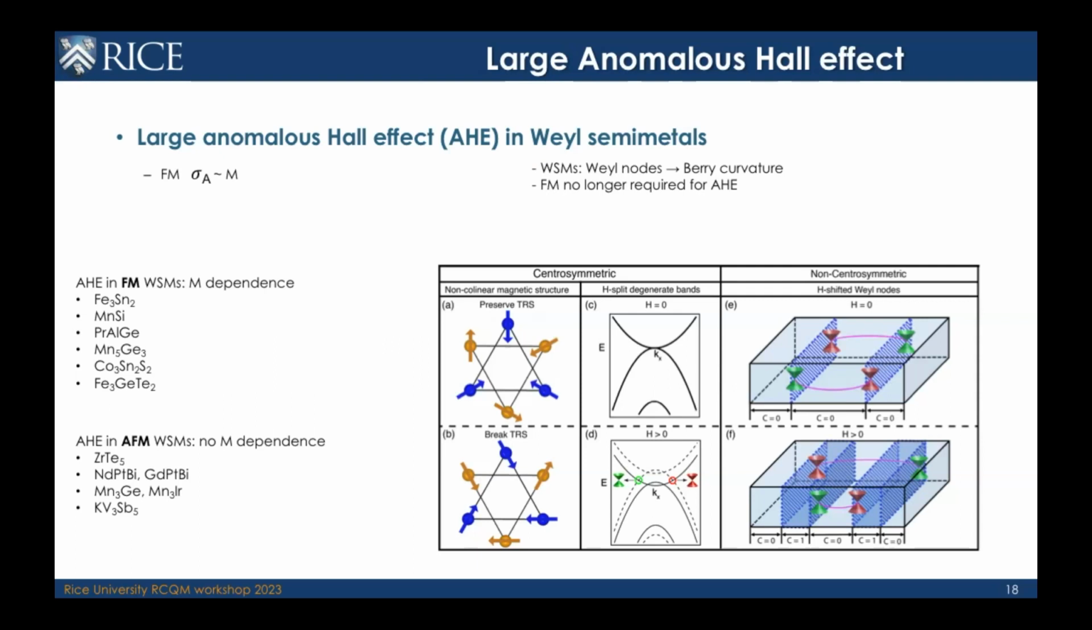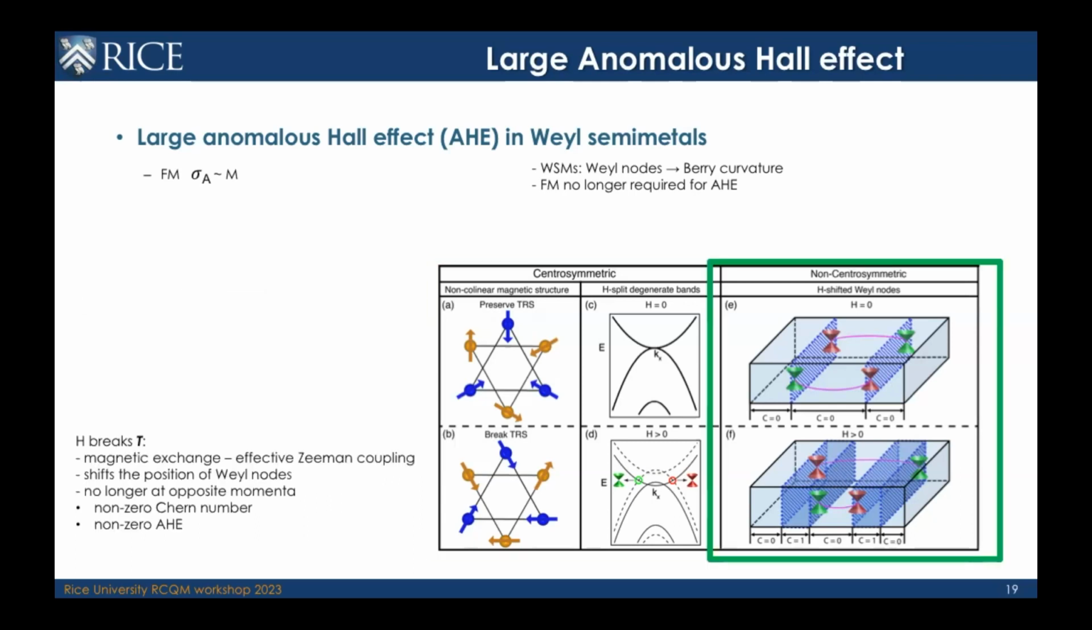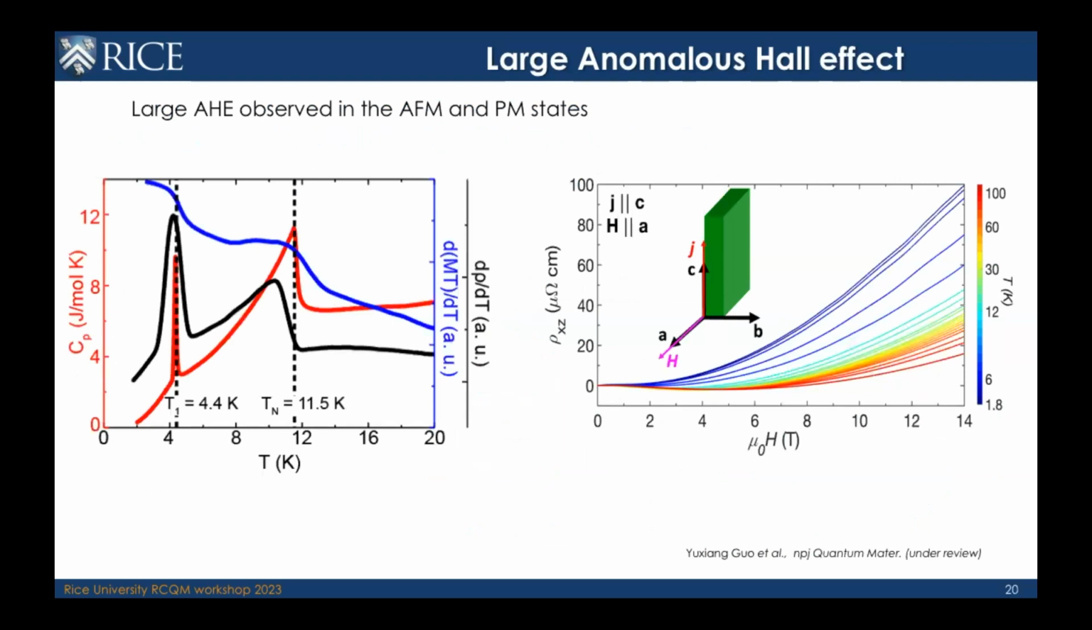And so what we are proposing is that in the absence of magnetic field, there are these Weyl nodes at the same position in opposite momenta in reciprocal space. But with the application of the field, these Weyl nodes move and they are no longer at opposite momenta, such that non-zero Chern number regions occur, and they are the ones responsible for large anomalous Hall. Perhaps now I need to convince you that samarium aluminum silicon follows this prediction.